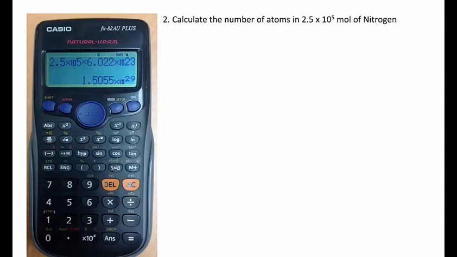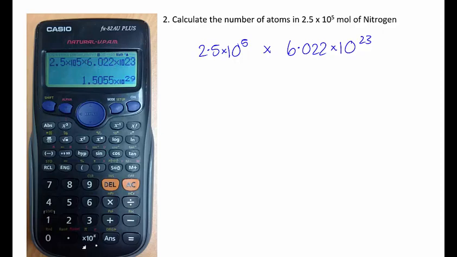Let's do the next one. I recommend trying to do this yourself, so pause the video, give it a go. So we've got 2.5 times 10 to the 5. And we need to multiply that by our 6.022 times 10 to the 23. So let's go through what you do on your calculator. I'm just using a standard Casio, and your calculator may be the same, or it might be a little bit different. So hopefully you can figure out how to do these on your calculator.